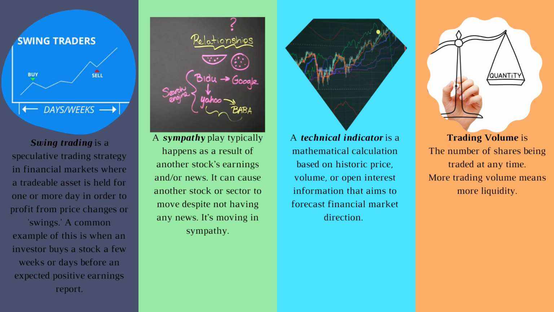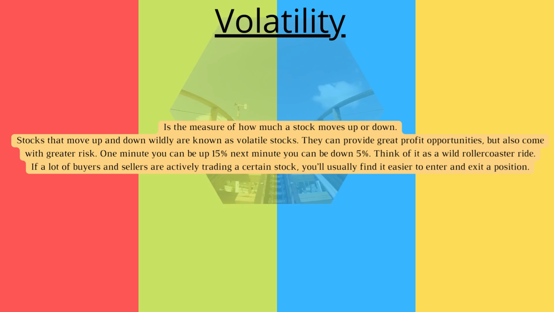A technical indicator is a mathematical calculation based on historic price, volume, or open interest information that aims to forecast financial market direction. Trading volume is the number of shares being traded at any time. More trading volume means more liquidity.